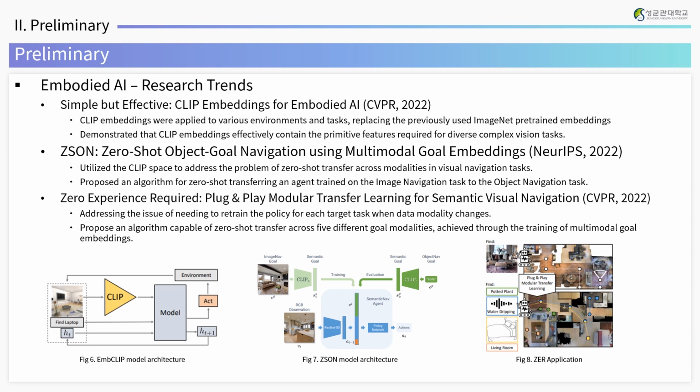Third paper is Zero Experience Required: Plug-and-Play Modular Transfer Learning for Semantic Visual Navigation. Basically, visual navigation tasks are distinguished based on the goal modality, presenting the issue of needing to retrain the policy for each target task. To address this, this paper proposed an algorithm capable of zero-shot transfer across 5 different goal modalities, achieved through the training of multimodal goal embeddings.